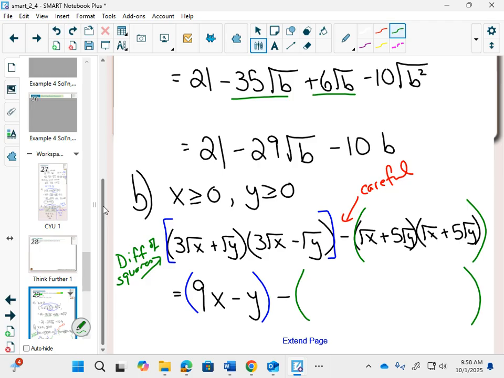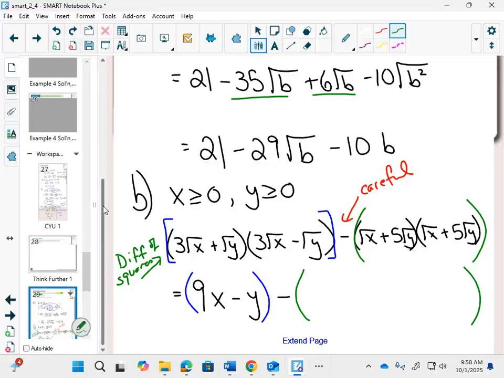Especially with that negative. That negative there, that subtract sign, means you're subtracting all of this. So whatever answer I get when I multiply that out, that whole thing needs to be subtracted. And when you subtract the whole thing, that negative will distribute to each term in there. So those green brackets are extremely important.